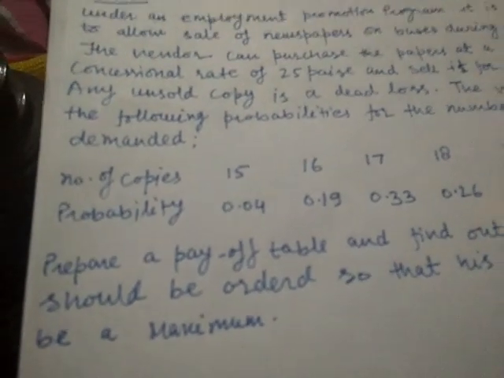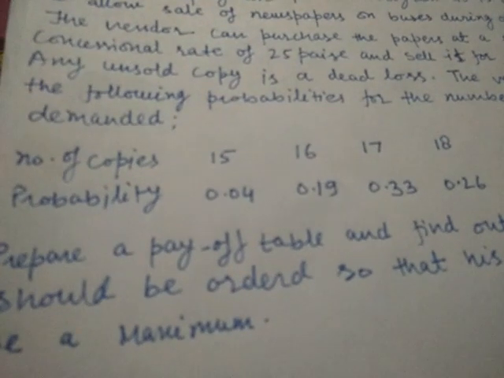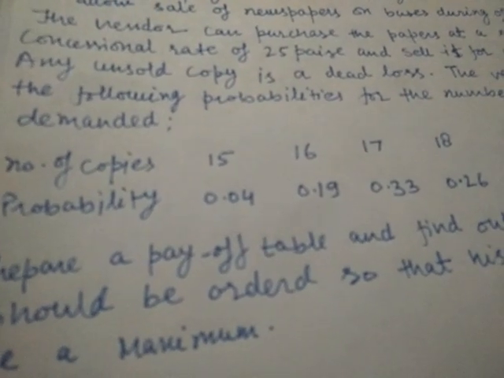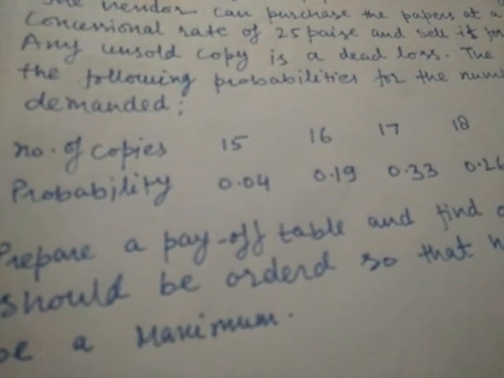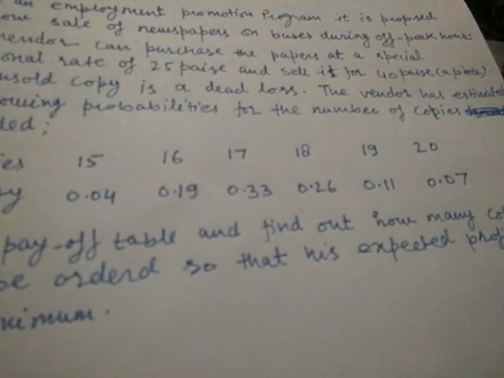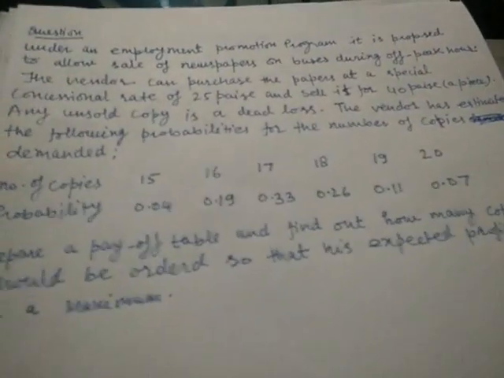So now, based on some observation, this data is collected, and this data shows demand for 15 copies, demand for 16 copies, demand for 17, 18, 19, and demand for 20, and demand for 15 copies will have this probability. So these are the probabilities for different demands.